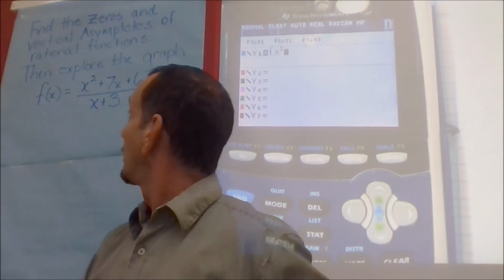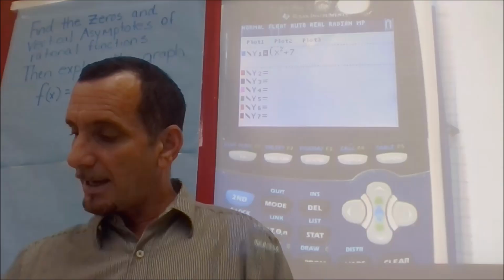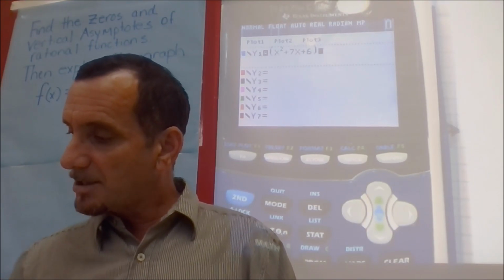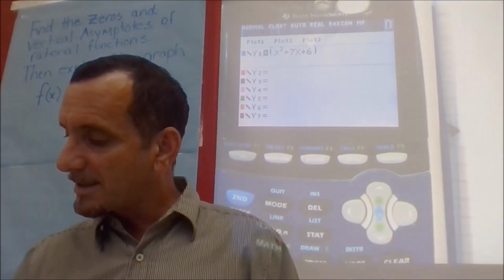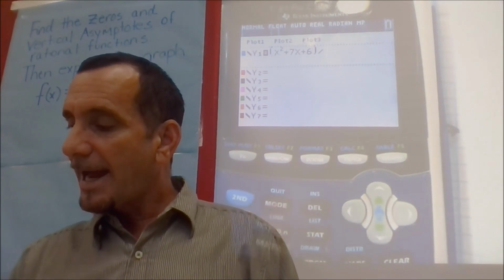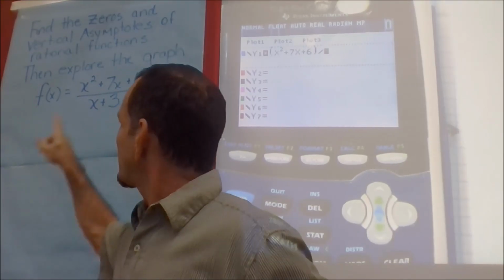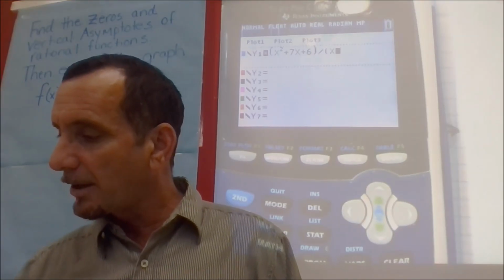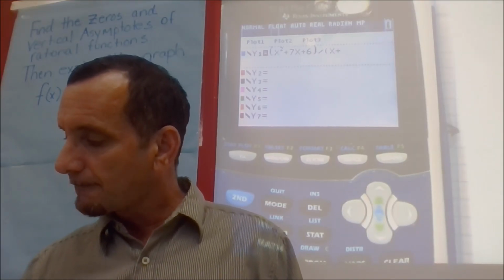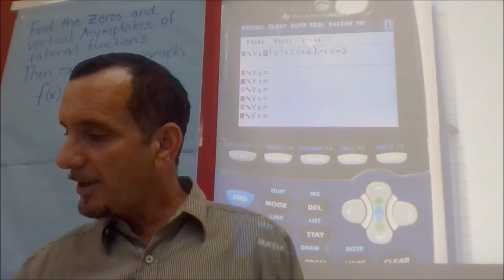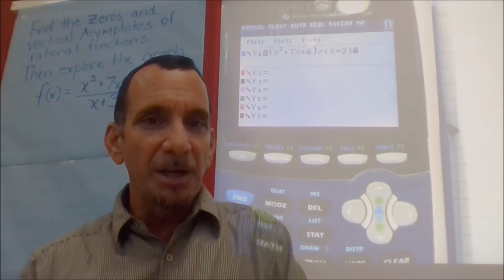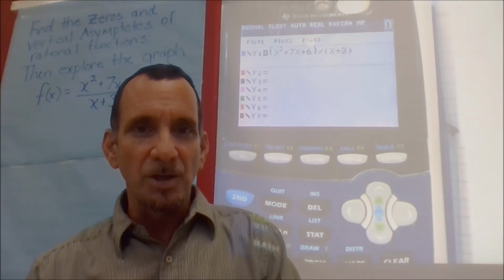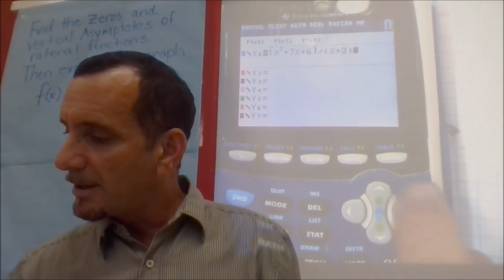x squared plus 7x plus 6 ends parentheses, and I know that that means I'm dividing the entire numerator by not just x, but x plus 3. So I'm going to put parentheses down here, x plus 3. This is just a thing to remember. When you're punching in rational functions, it's always good to use those parentheses because now I've got that function. And all I have to do is graph.